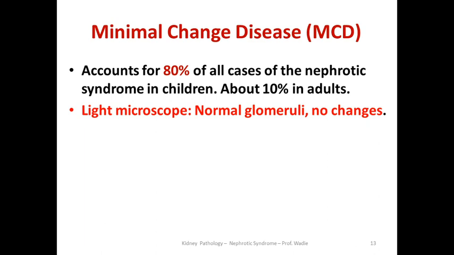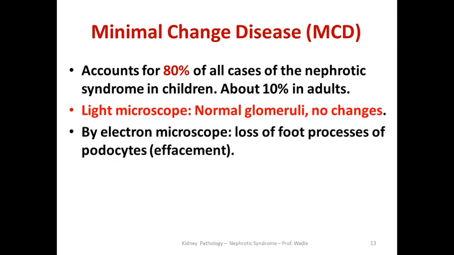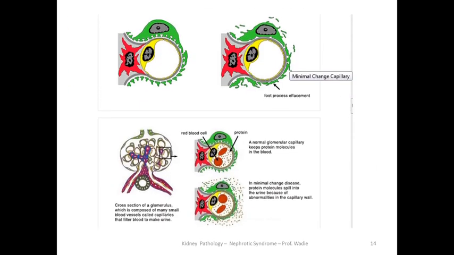So by the light microscope you find normal glomeruli, no change at all. However, by electron microscope you find loss of the foot processes of the podocytes. We call it effacement. As you can see in this illustration, the normal glomerulus, you find the basement membrane, and you find the podocyte, and the podocyte has foot processes. When there is minimal change disease, there is loss of these foot processes and you find only effacement.